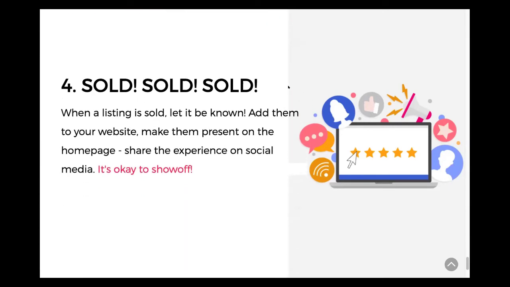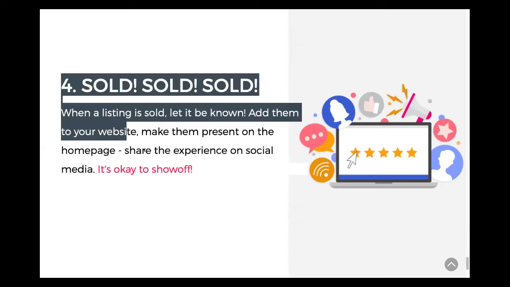So this is the fourth and final form of social proof for agents: your sold listings, right? Again, it's okay to show off. If you sold a property, let it be known. Add your sold listings to your website. You could put it first and foremost on the homepage, showing a recent sale and giving the details of that sale. And this can tie down to the case study that I was talking about.